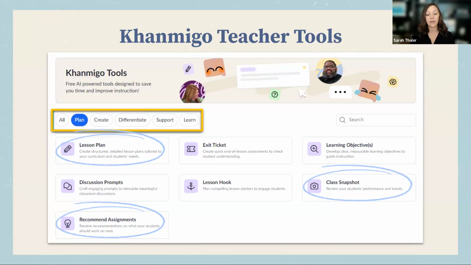And then recommended assignments. So again, Khanmigo will look at how students have been doing throughout the SAT course and say, okay, these 3 students should work on this assignment, and these 4 students should work on this assignment. And teachers can assign those assignments right from Khanmigo. They don't have to go to any other place for that. So lots of ways that teachers can be supported within these SAT prep courses as well.